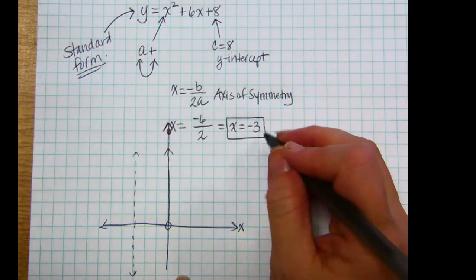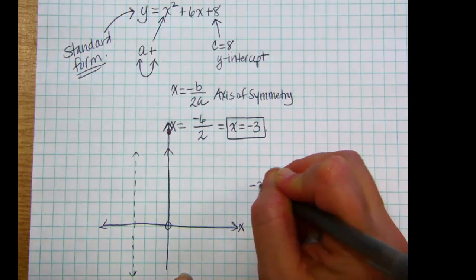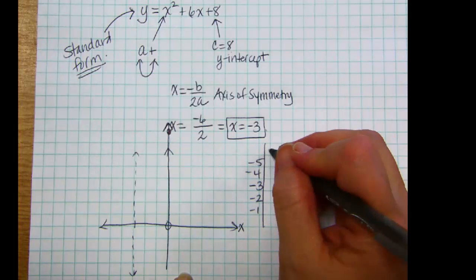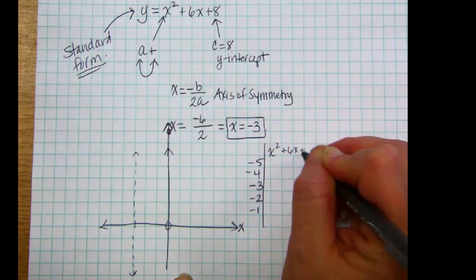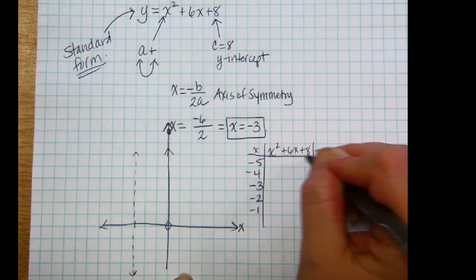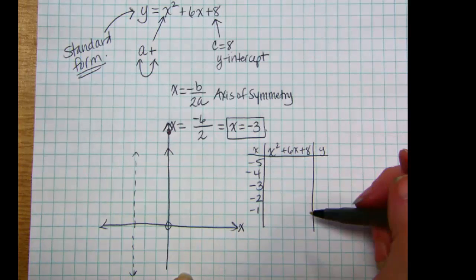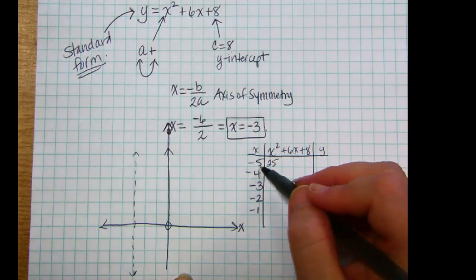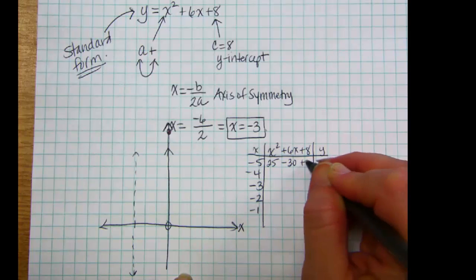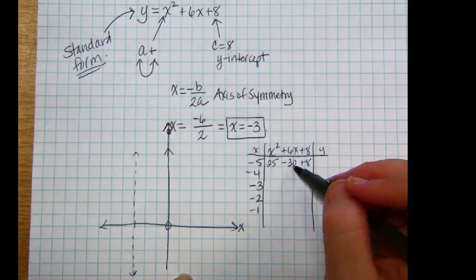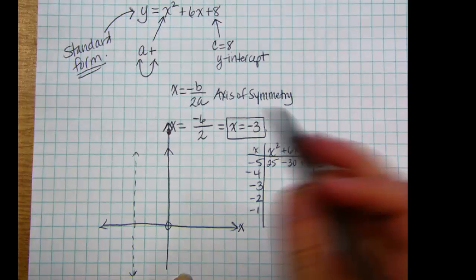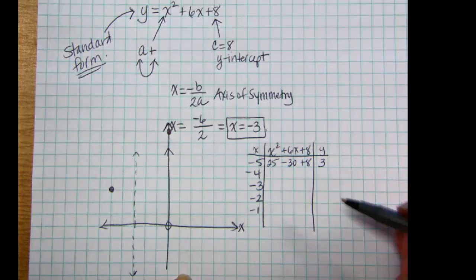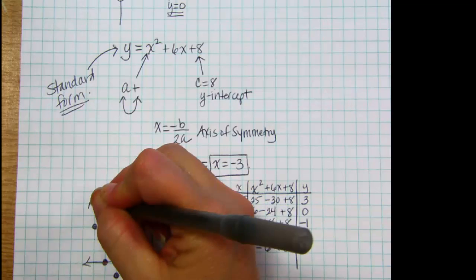Well, what you used to do is put your axis of symmetry in the middle of a table and substitute. So I have x squared plus 6x plus 8. So those are my x values, and we want to find some y values. Okay, well, when x is negative 5, squared is 25. 6 times negative 5 is negative 30, and then add 8 at the end. 25 minus 30 is negative 5, plus 8 is 3. So I can plot the point negative 5, 3. When I connect those points, I get my parabola.